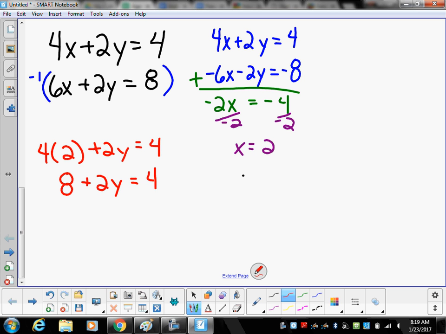To solve for y now, the first step is just 4 times 2. Then I subtract the 8 from both sides.